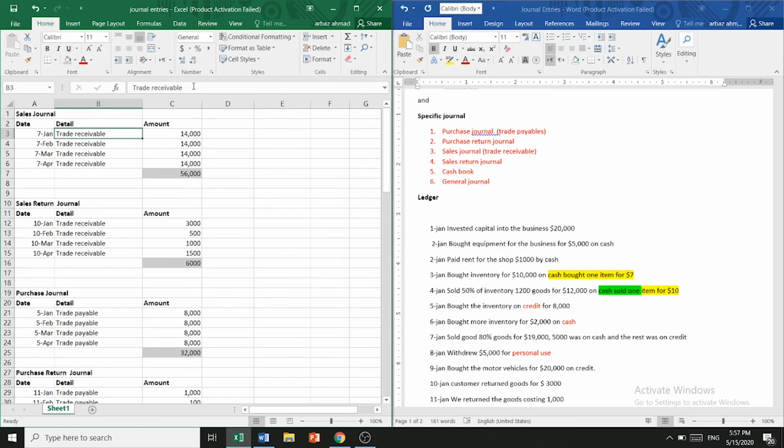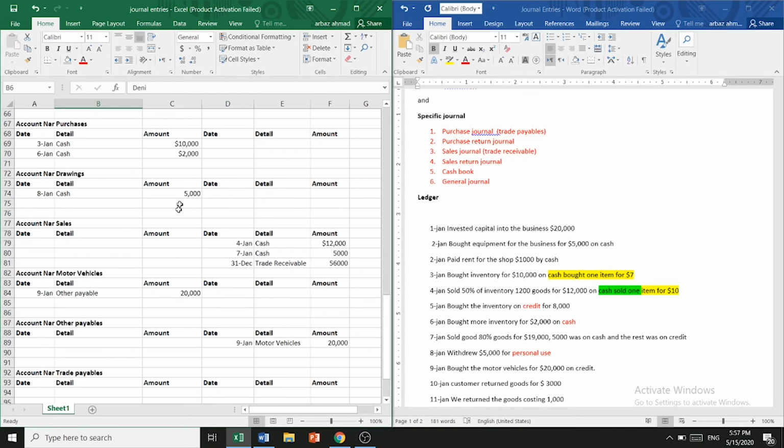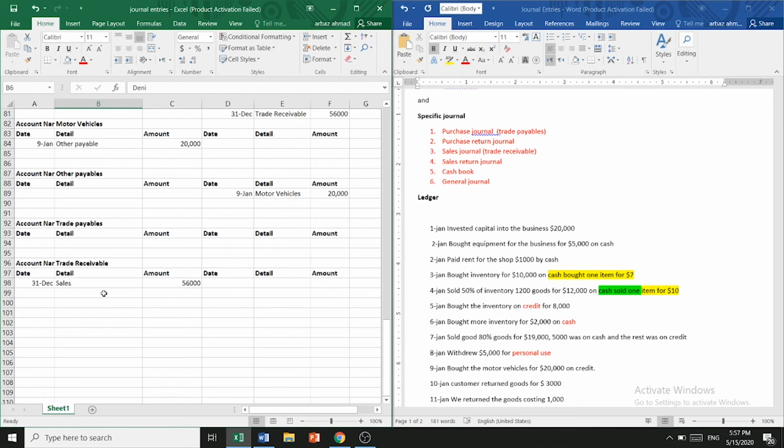The reason I am having total here is because it's not the individual name of the trade receivable. So let's say if this is one, and this is maybe Juan, and this is Arshad, and this is maybe Danny. So in this case, I am going to open a T account or ledger for Juan separately. I'm going to open an Arshad account and a Danny account separately. It means I'm not going to have 56,000 in trade receivable, but in this case I can have.